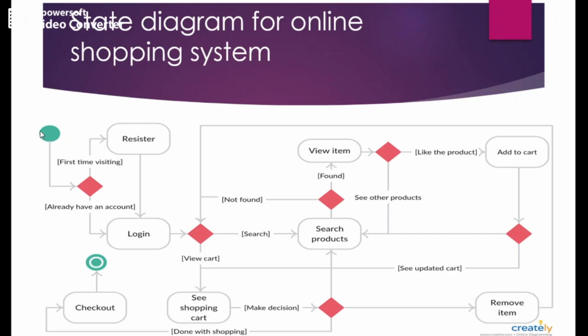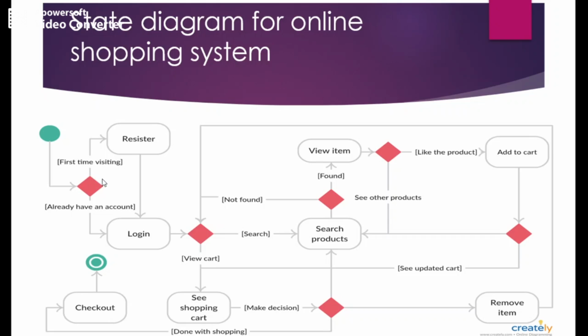So this is actually the initial state. This colored blob indicates the initial state. And what is this one? This indicates the final state. So how to do the online shopping? Now see here. So first, from the initial state, we have the event: already have an account or first time visiting.